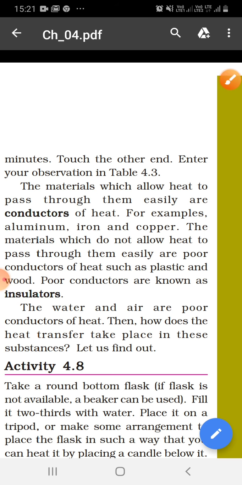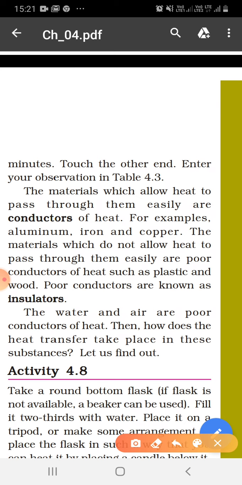The materials which do not allow heat to pass through them easily are known as poor conductors of heat. Examples are plastic and wood. Poor conductors are also known as insulators.